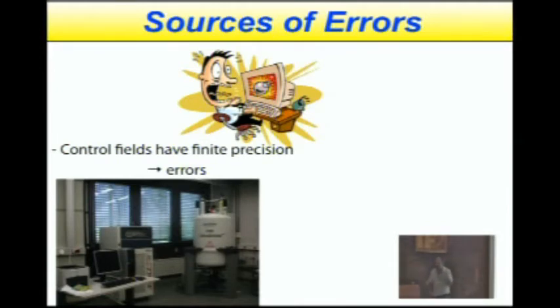And of course, not only are we not perfect, but neither are the machines that we use. We apply control fields, electrical and magnetic fields, and these fields always have a finite precision. If you set your voltage to 100 volts, you never get exactly 100 volts, you get maybe 99.9 volts or 100.01.